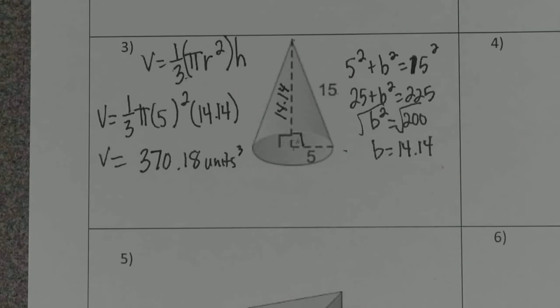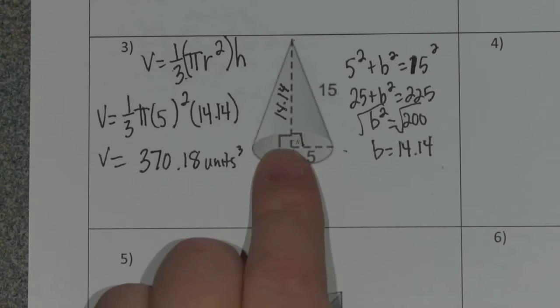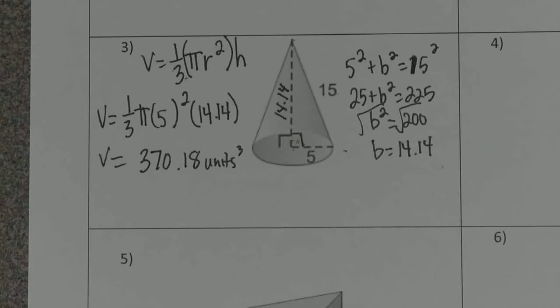Questions on how we did that? Everybody understands why we had to find the height there, right? Because the height has to go from the top point straight down to the bottom. So the height is 14.14.